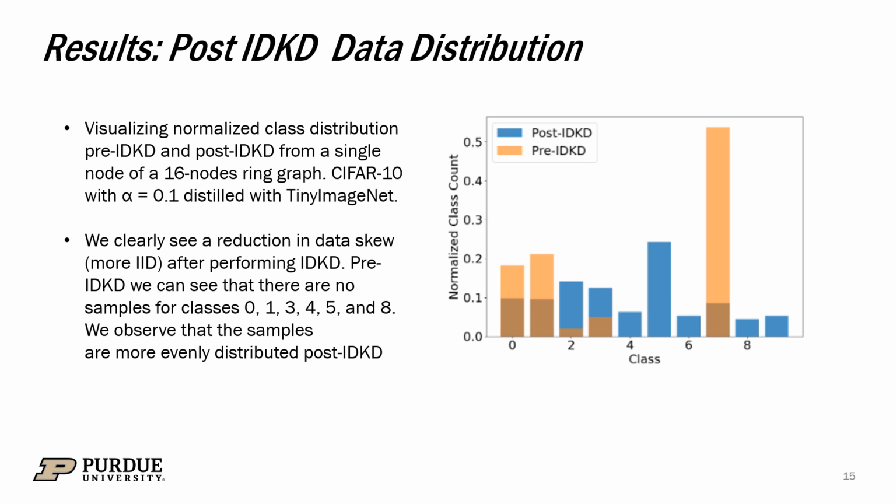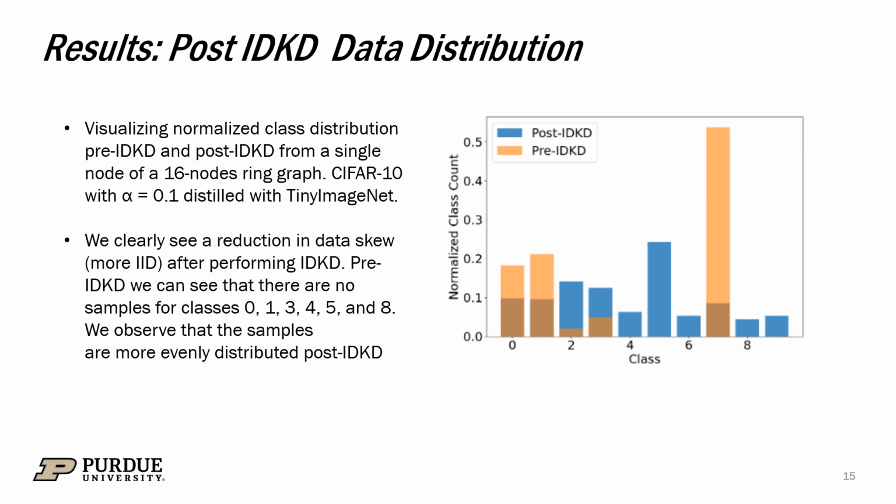Here we visualize pre and post IDKD data distribution. Specifically, we want to see how the number of samples per class changes before and after IDKD. We visualize the normalized class distribution pre and post IDKD from a single node of a 16-node ring graph. This was done on CIFAR-10 dataset with skew alpha equal to 0.1, where IDKD used TinyImageNet as the public dataset.